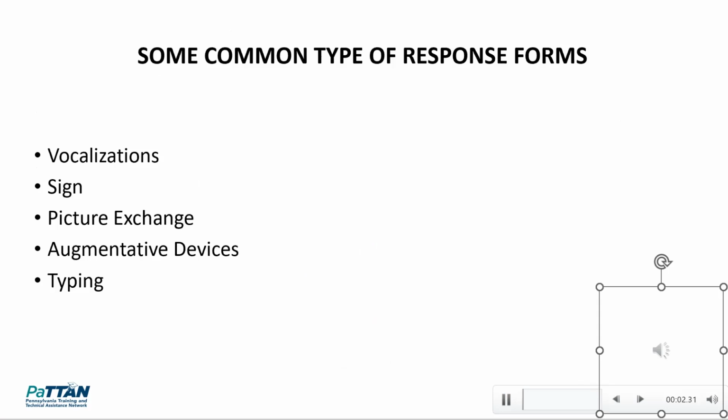Some common types of response forms. We're going to discuss some of the common types of response forms that are selected for individuals as they're developing language and why we consider them. First, let's talk about vocalizations. We always want to consider vocalizations first. Why do we want to consider them first?